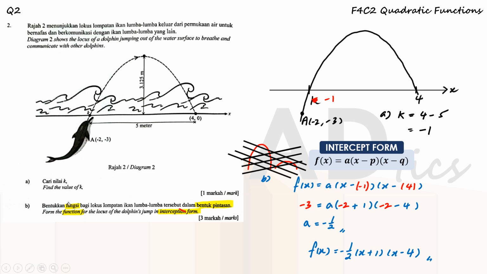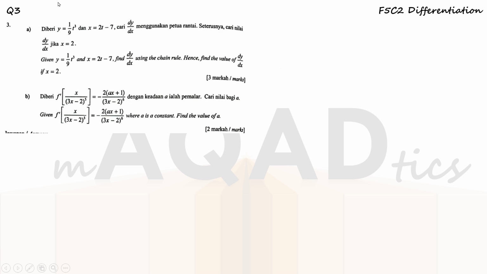Okay? So I highlighted function because sometimes we will make a habit of writing this as y. Okay, so make sure you don't write this as y, make sure you write it as f of x because it is a function. And question 3 comes from the chapter Differentiation, right?